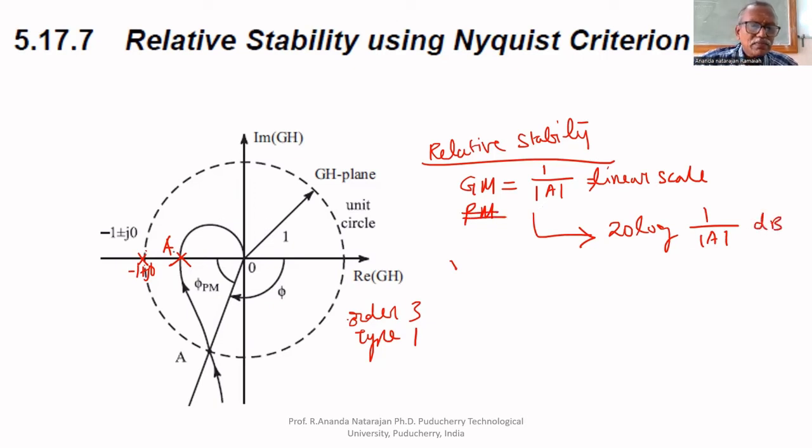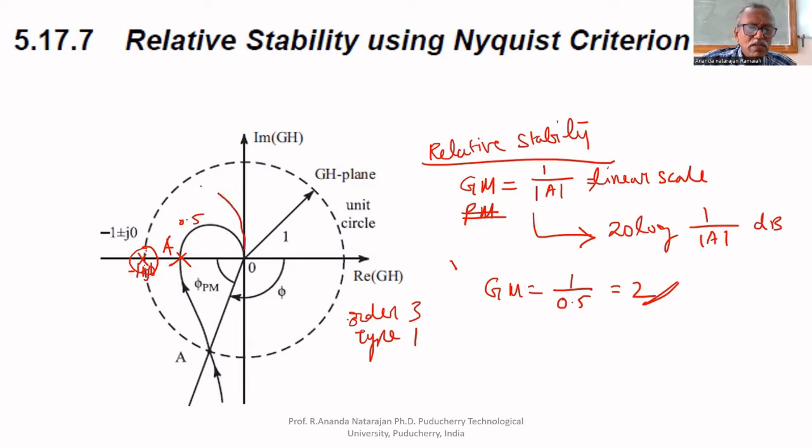What is the meaning? Suppose here the gain is 0.5, what is the gain margin? Gain margin equals 1 by 0.5, that is equal to 2. So, we can increase the gain by 2 so that the system will be on the verge of instability. That is gain margin. So 1 by modulus of A in linear scale. If you want to tell in decibel scale, we have to take 20 log 1 by modulus of A.